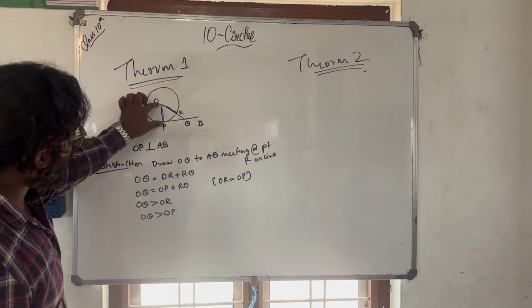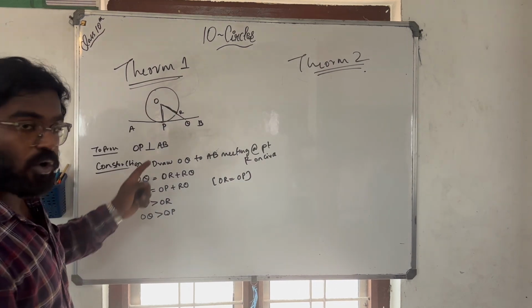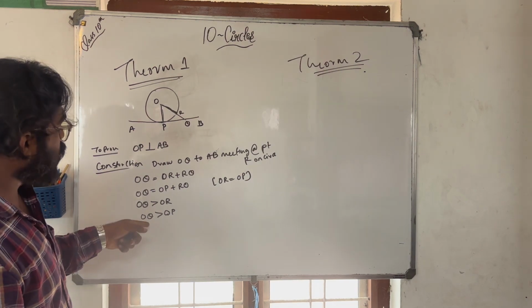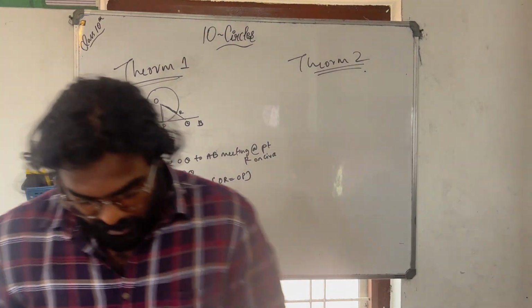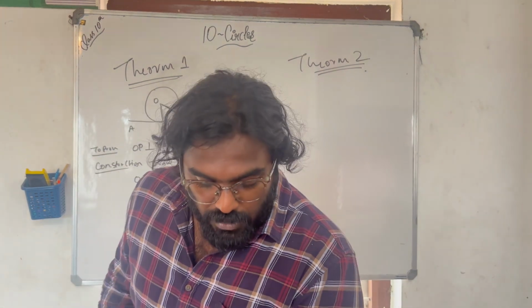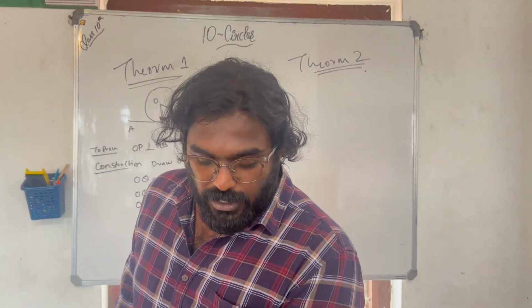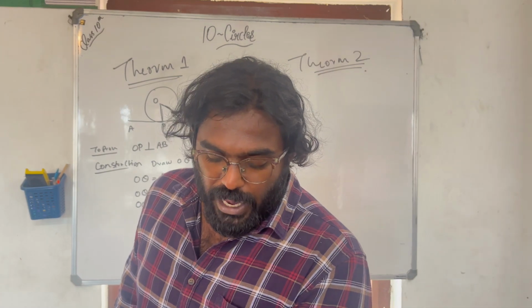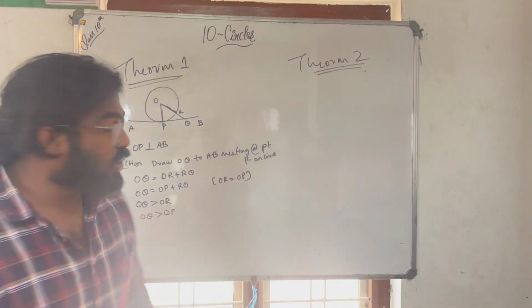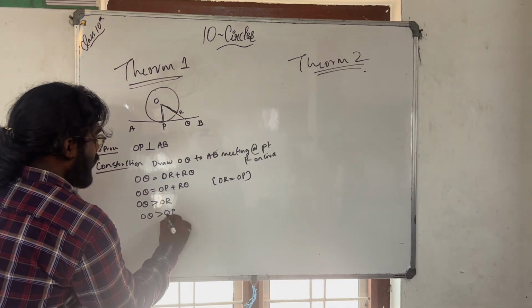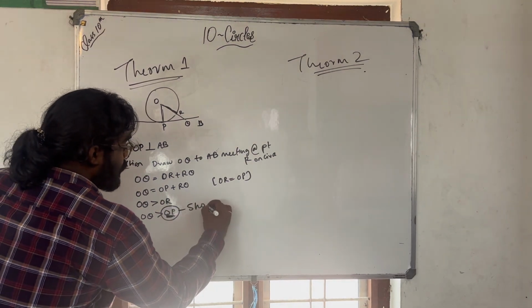But we saw that OR and OP are the same, the radius. I spoke to you about the radius. So we get it like this. There is a saying that I will read out for you. The shortest distance from a point to the line is the perpendicular distance. So OP is the shortest.